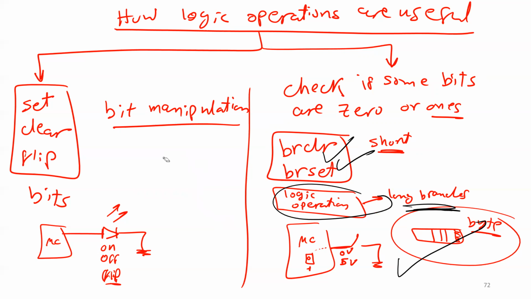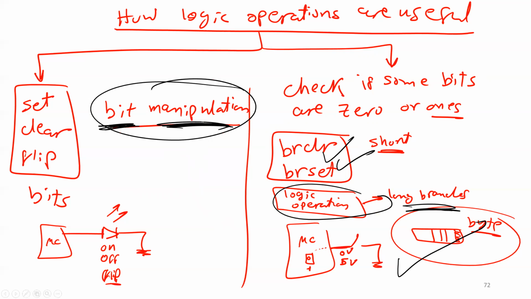The second thing we're going to use logic operations for is bit manipulation. What do you mean by bit manipulation? I don't understand what this means. I'm going to tell you what this means.